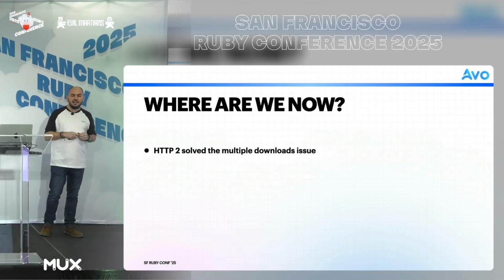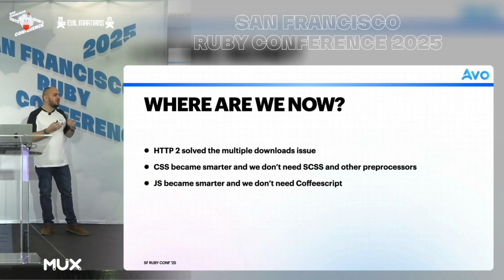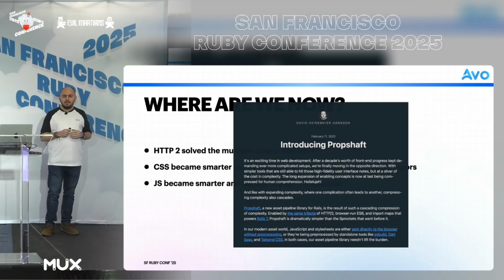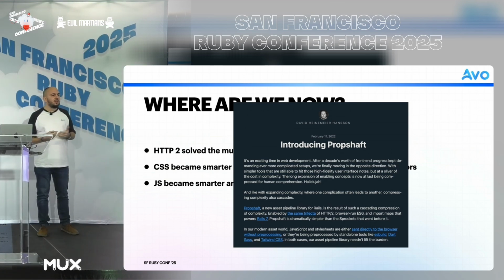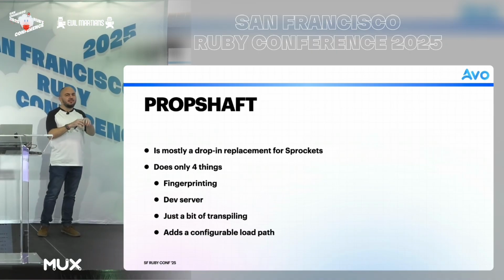We have HTTP/2, which solved those handshake problems and allows multiple connections; the browsers are way smarter now. CSS became smarter, so we don't need Sass that much anymore. JavaScript became smarter, so we don't need CoffeeScript. So in 2021, 2022, David started working on Propshaft, and Propshaft is a mostly drop-in replacement for Sprockets.